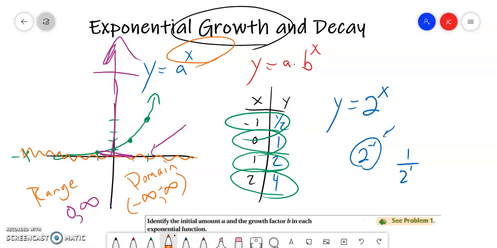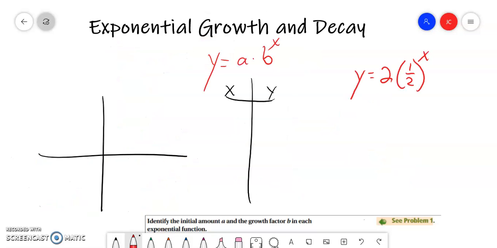Okay, so let's look at a different function that might be decaying. All right, we're going to start with a fresh screen here, a clean slate. And this is the function that we're going to work with this time. I'm going to say it might be a decaying function, but we're going to use some x values and see just exactly what happens here. So note that our a value is 2. What's our b value in this one?